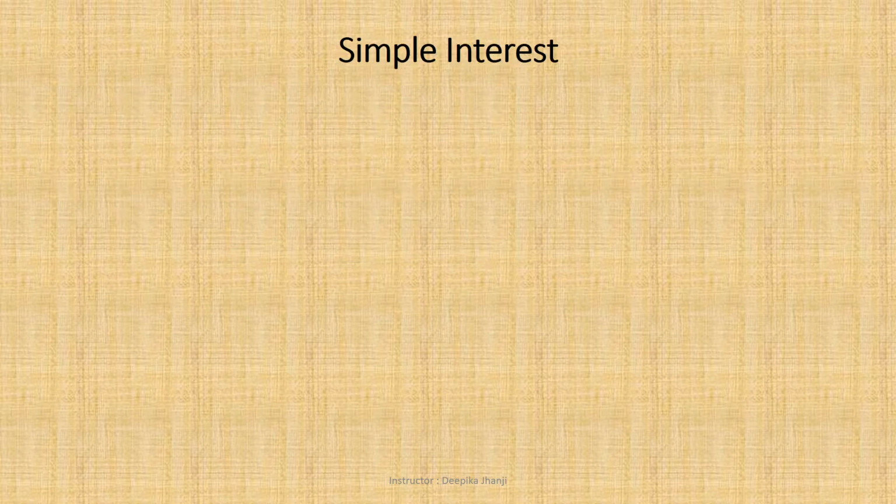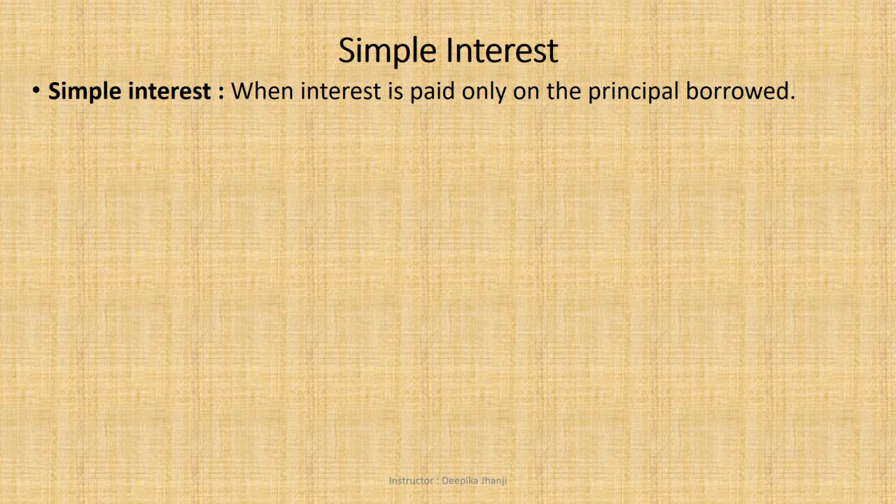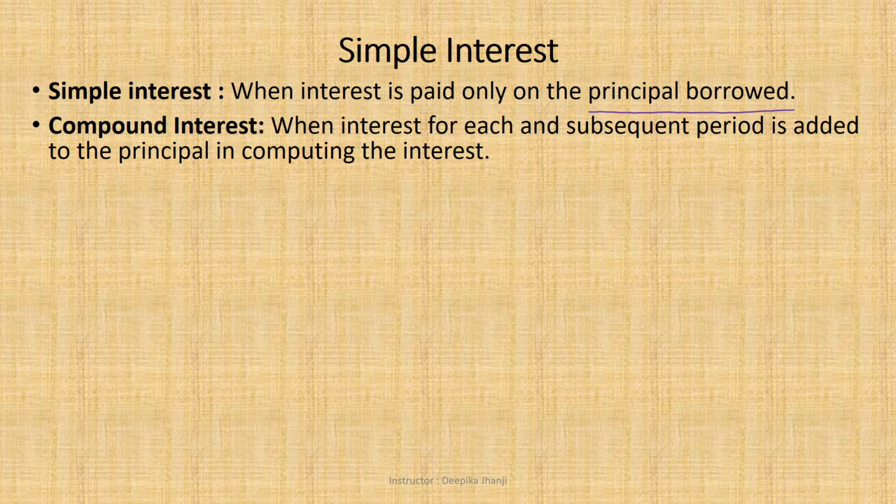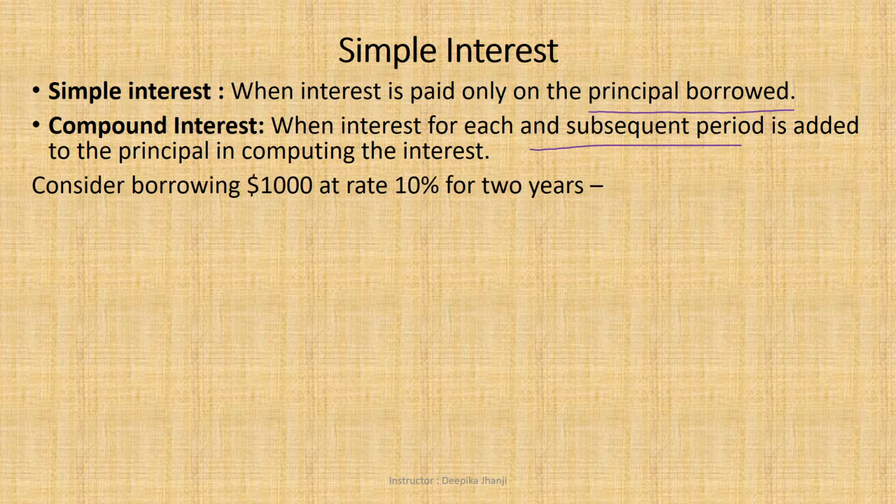Interest is of two types. One is simple interest, where the interest is paid against the principal borrowed. And the second type is compound interest, where the interest is paid in each compounding period and is being added to the principal. To see the difference between these two, let's consider one example.